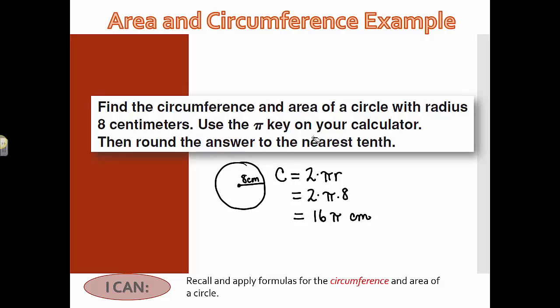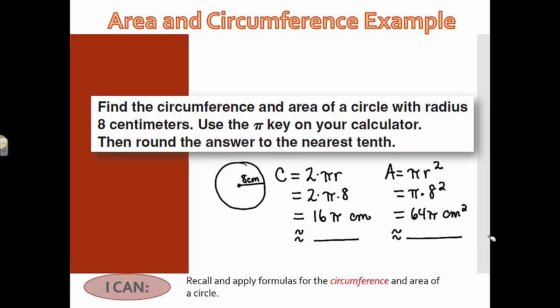Now I could use the pi key on my calculator to round to the nearest hundredth or tenth, as they said, but I don't have a calculator handy, so I'm going to let you do that. And then the area of this circle is pi times r squared, which is pi times 8 squared, which is 64 pi, and my units would be centimeters squared. And again, I do not have a calculator handy, so I will let you use your pi button on your calculator to round to the nearest tenth.